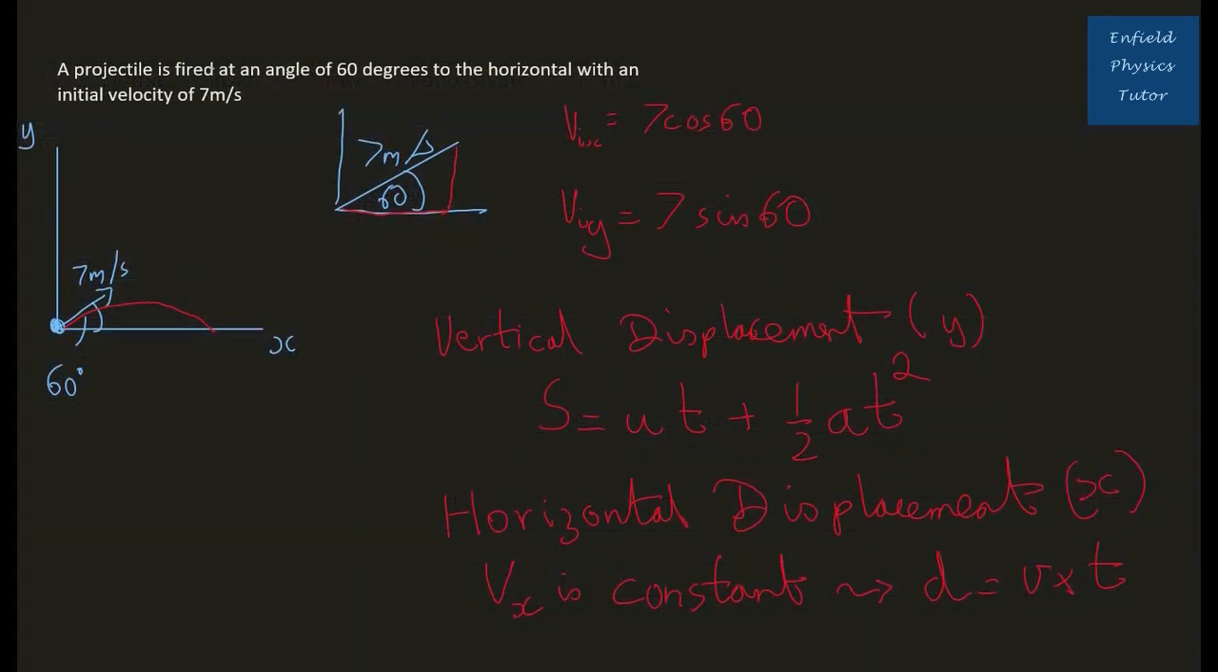Now let's look at the equations that we'll use to work out our values for displacement in the X and Y direction. So for the Y, it's S equals ut plus half at squared. For the horizontal displacement, we've got to remember that Vx is actually constant, it's not going to change. That makes life really simple. We just use distance equals velocity times time.